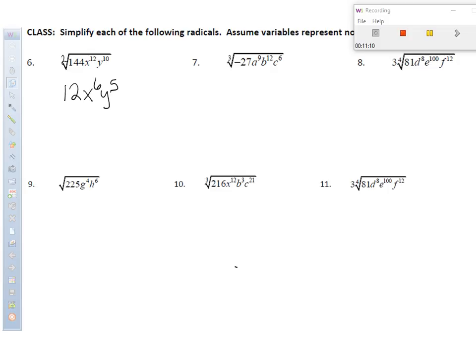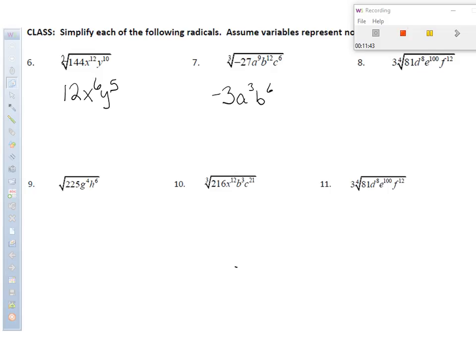Moving on to my number 7. Look at the middle chart in there, and let's go find the answer to the cube root of negative 27. It means some number times itself 3 times is going to be negative 27. Well, that number happens to be negative 3. Now notice 3 goes into 9, 12, and 6. So we're ready to just go get our answer. This would be a to the 3rd, because 9 divided by 3 is 3. B to the 6th.